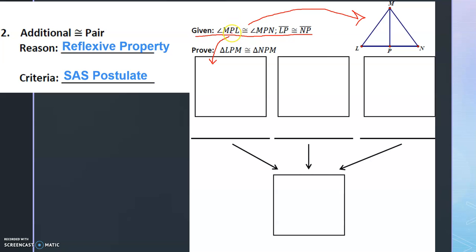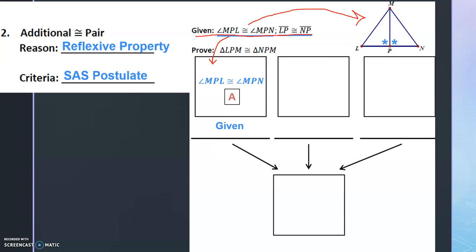So let's first start by putting MPL congruent to MPN on the picture. So that is those angles right there. After you put it on the picture, you must write it in a box and say why you're able to write that pair of angles. Okay, that was in the given statement. So the reason that I'm able to write that down is because it was given to me.